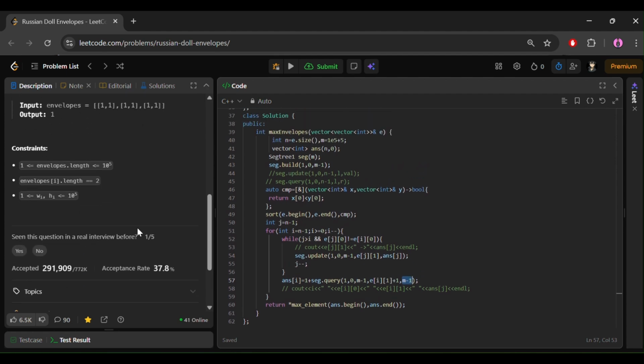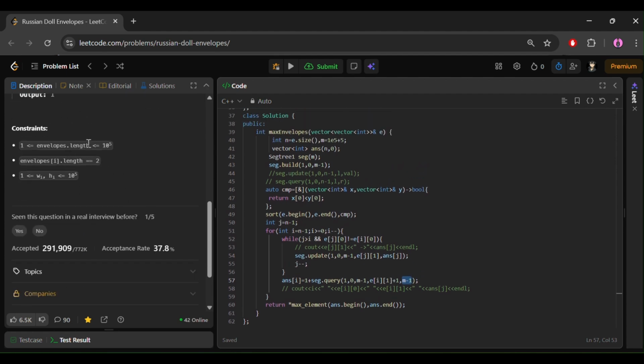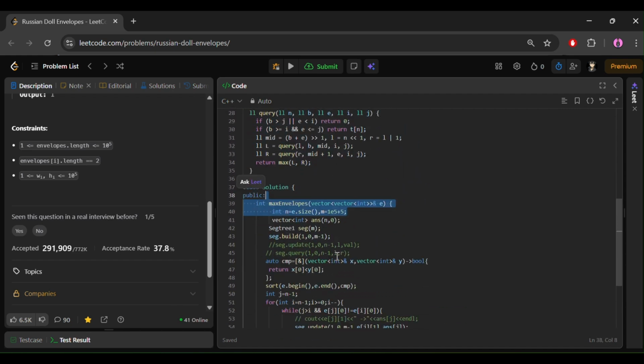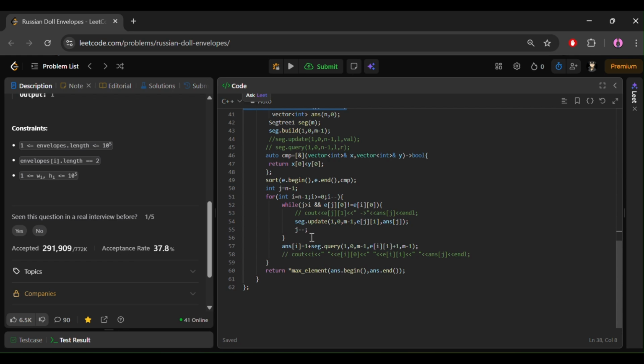And the last index value, the maximum value in the array, can be 1e5. So we have created the segment tree of size 1e5 plus 5. We can also take out the maximum of this range and add plus 1. But for now, we have taken the maximum range, and at last we return the maximum of the answers.